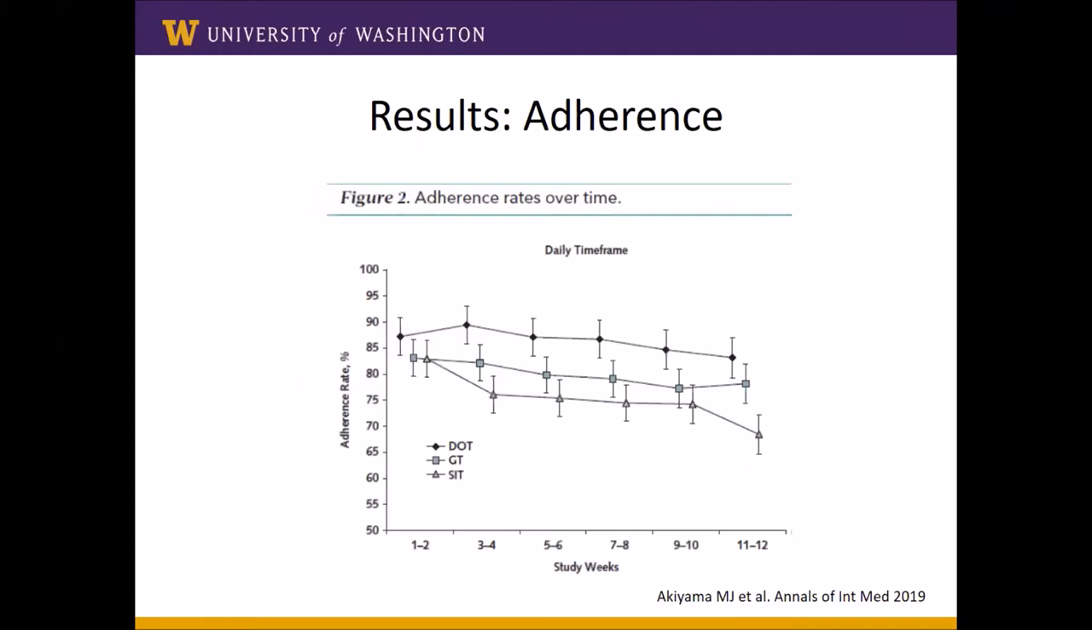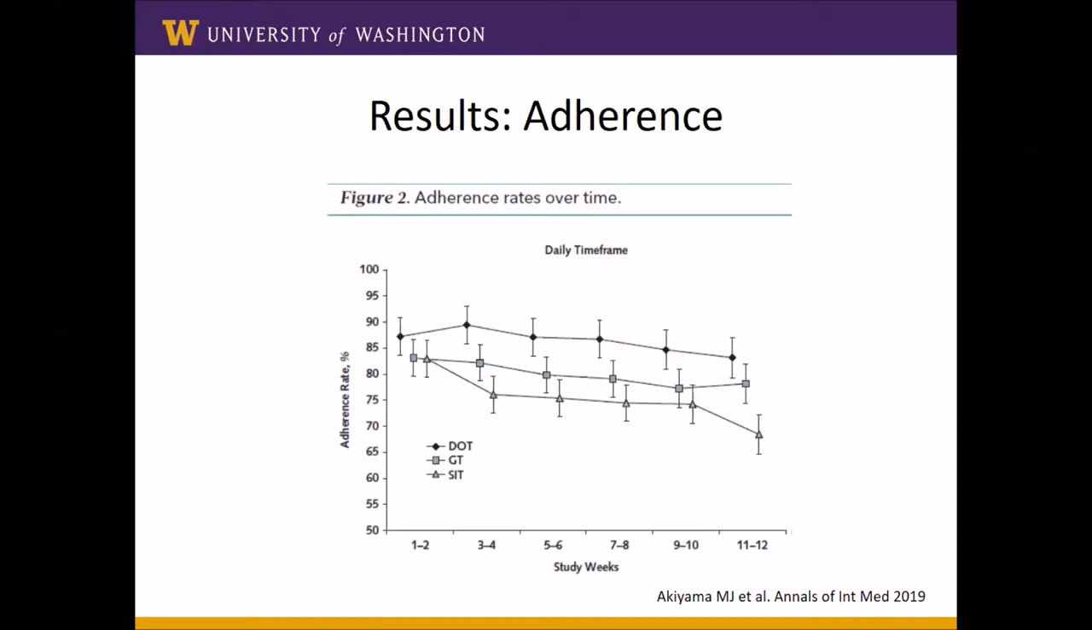So this figure shows the adherence rates to hepatitis C medications over time. And as you can see, the treatment as usual, the self-administered treatment, had the lowest rate of adherence, and it appeared to diminish over time, so that towards the end of the study, or the end of treatment, only about 75% of doses were being taken.